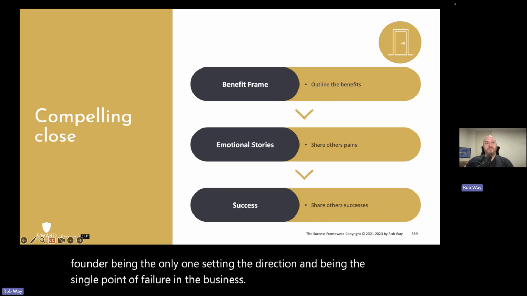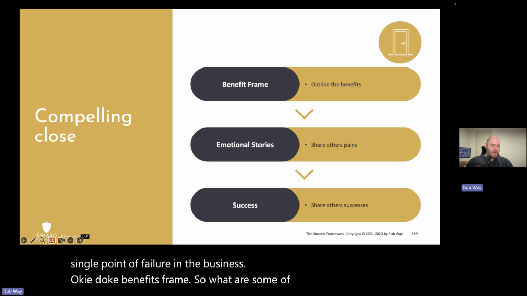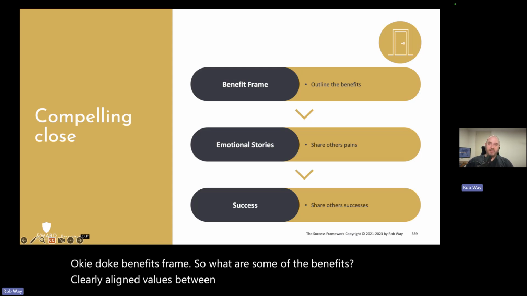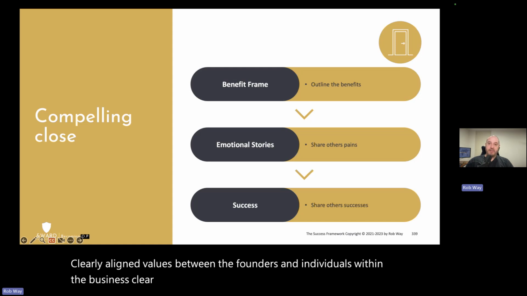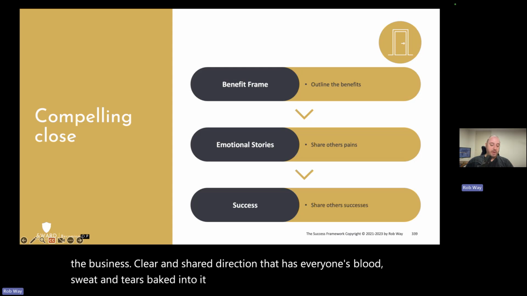Okie doke. Benefits frame. So what are some of the benefits? Clearly aligned values between the founders and individuals within the business. Clear and shared direction that has everyone's blood, sweat, and tears baked into it. So everyone's going in that shared direction.